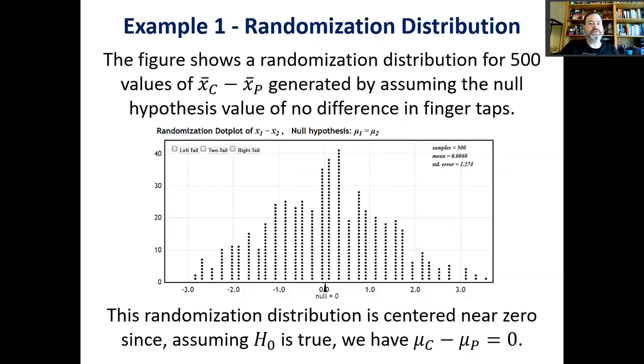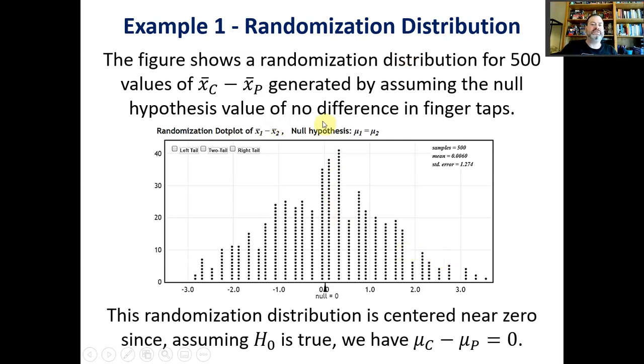So here's the randomization distribution for 500 values of x bar C minus x bar P. That's our sample statistic for this caffeine and placebo experiment. This distribution is generated by assuming the null hypothesis value of no difference in finger taps. So this is the same dot plot we saw a couple slides ago.